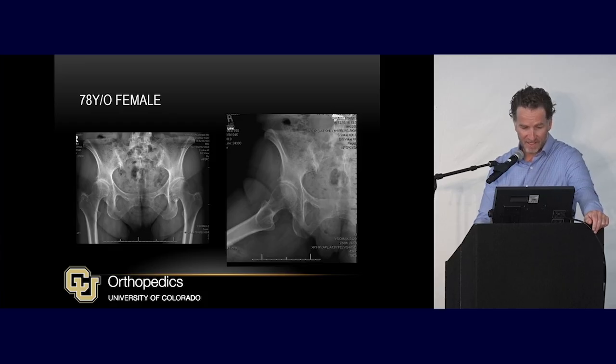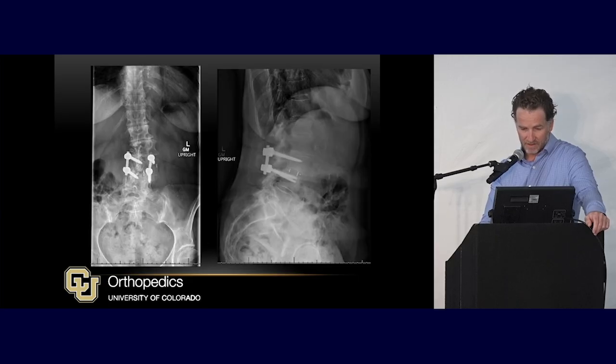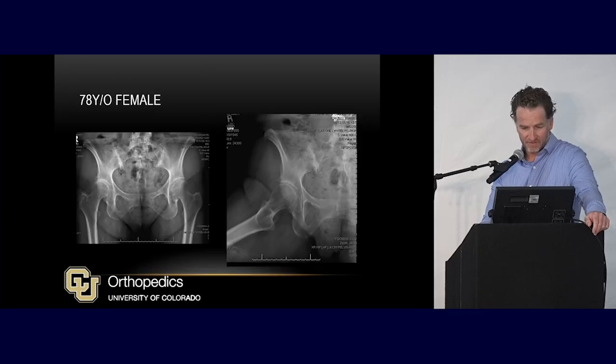So this is a 78-year-old female, right hip osteoarthritis. We can see a little bit on the picture on the right. There's something up in the spine. That's what she has. A single level fusion, degenerative changes, 78.